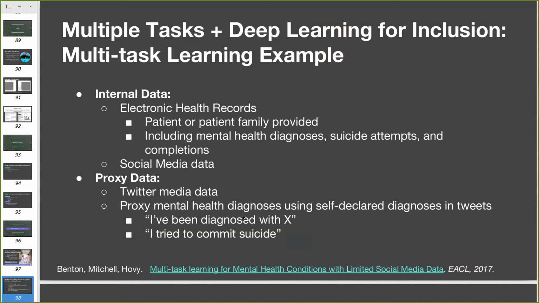And then you could also have mental health diagnosis, the historical records. And then there is social media data as well, like when people go and talk about these kind of issues on their social media, that kind of data can be collected as well. And then there is proxy data, like Twitter media data. When someone goes on Twitter and says things like, I have been diagnosed with X, I tried to commit suicide. So these kind of data can also be used.